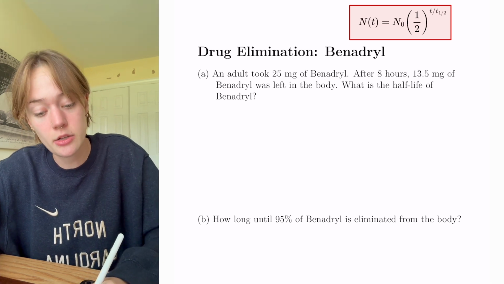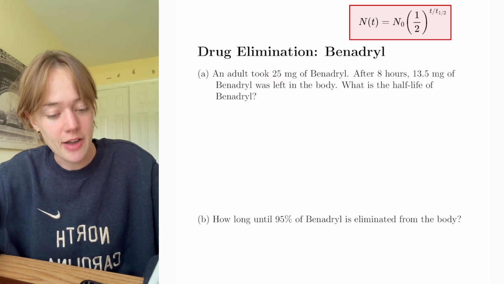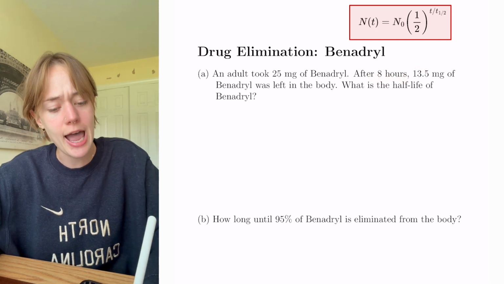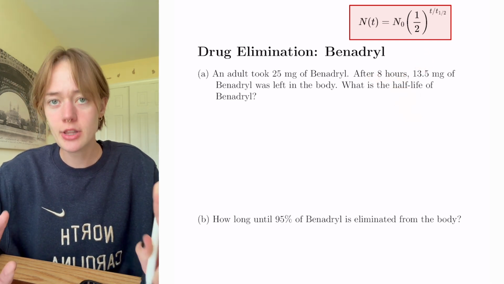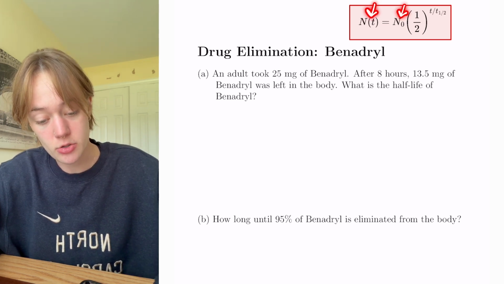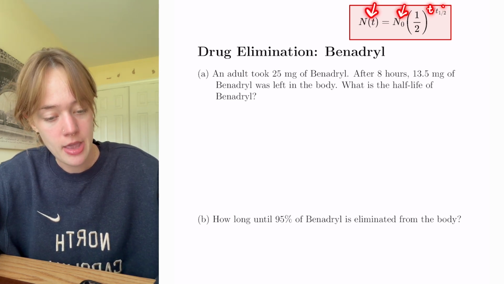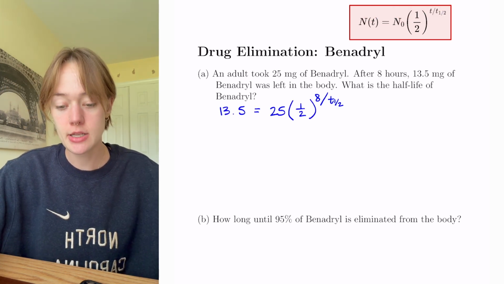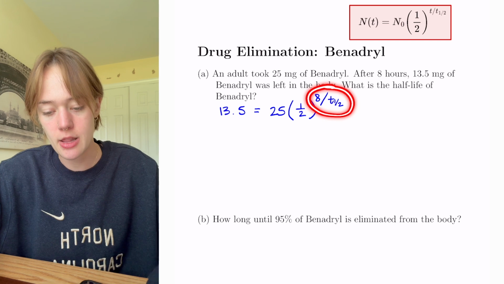The first one says an adult took 25 milligrams of Benadryl. After 8 hours, 13.5 milligrams of Benadryl was left in the body. What is the half-life of Benadryl? Okay, so this time they give us an initial amount of Benadryl taken, a final amount after a certain amount of time, and we want to know what the half-life is. So this is going to be similar to the problem that we just did because we're trying to solve for a variable in the exponent.